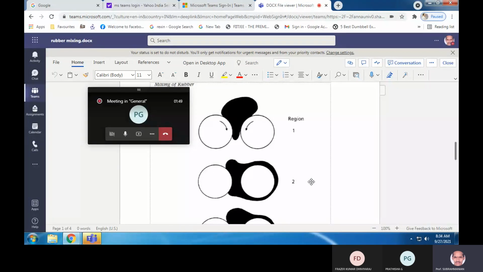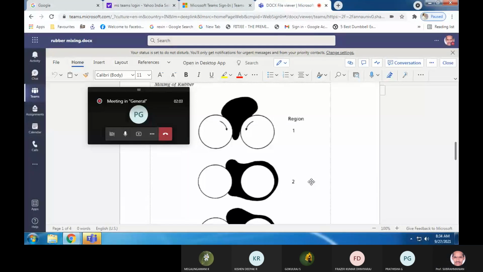Last class, towards the end, we were trying to understand how we balance processing, properties, performance, and the price. And processing is all about ensuring the components of rubber compound are evenly, homogeneously dispersed. And what is the machinery we use?